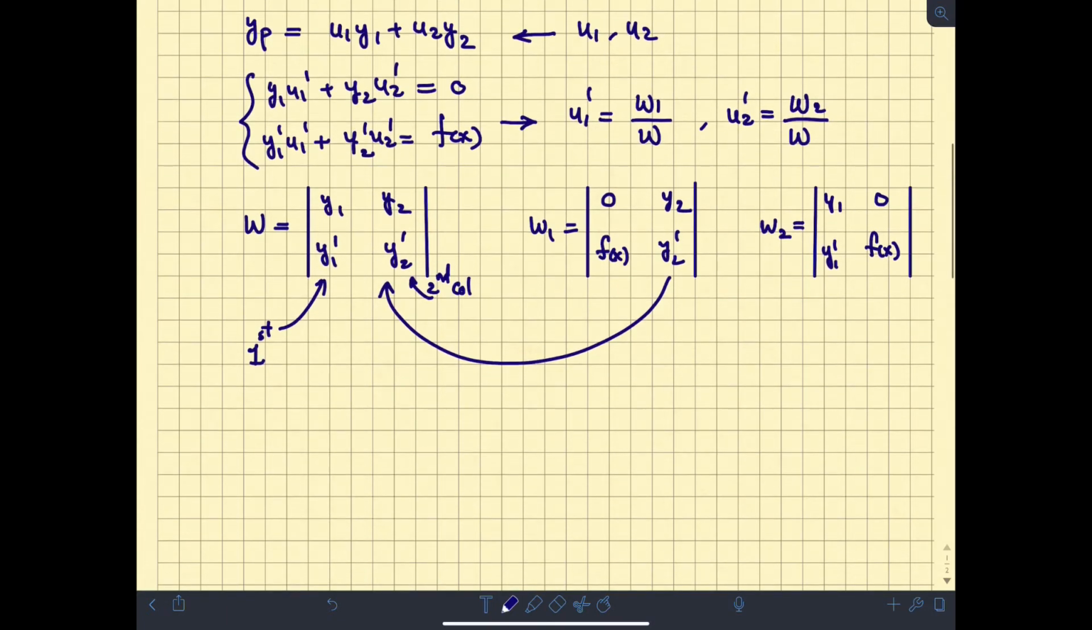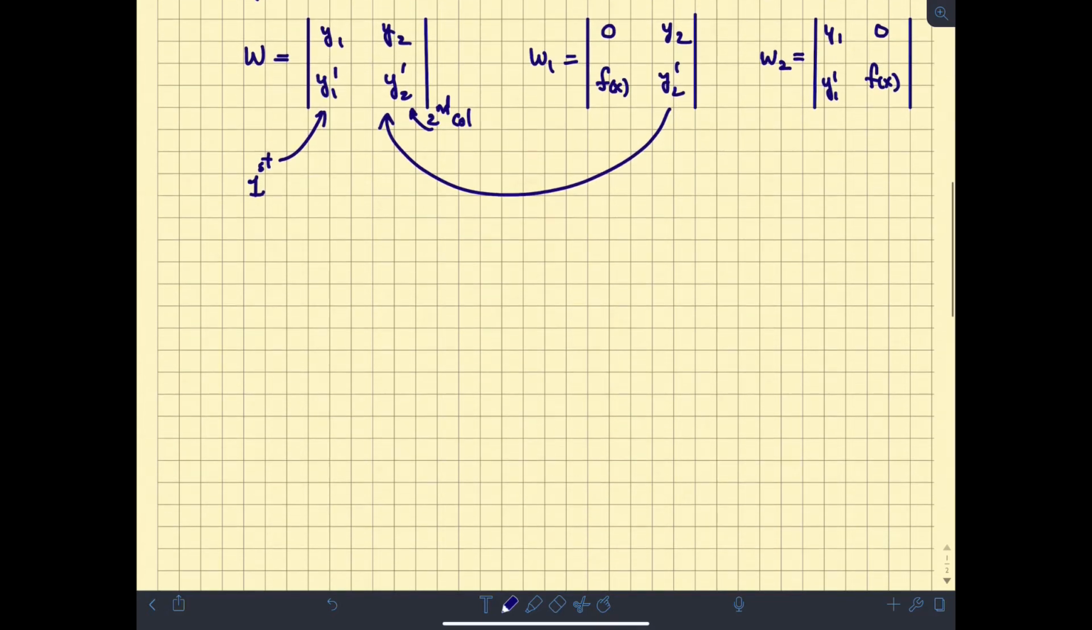But remember, you have to find u1 and u2, not u1 prime and u2 prime. So u1 would simply be the integral of u1 prime, and u2 would simply be the integral of u2 prime. And then you'll have your u1 and u2, and then you could write your particular solution.